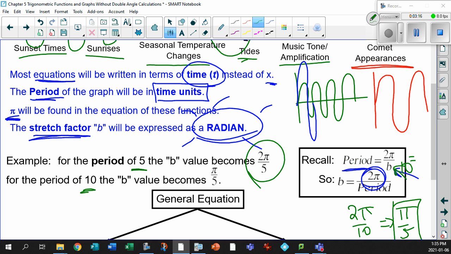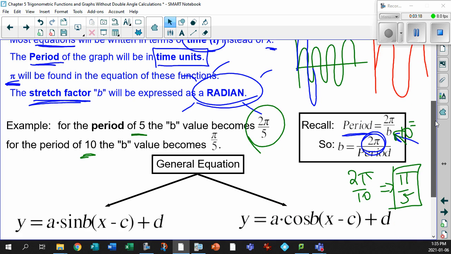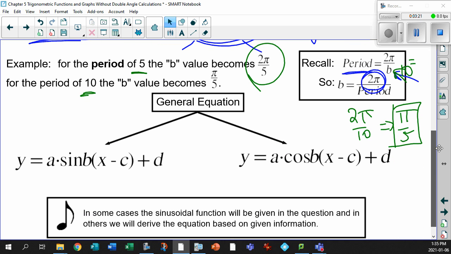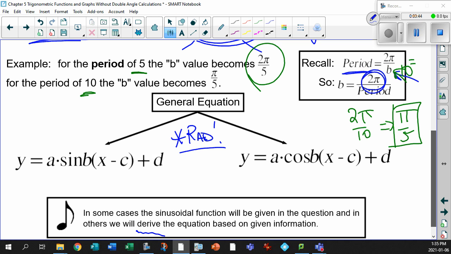So what does the general equation look like? Tell me if this looks familiar. Of course it's familiar, because this is the basis of all sinusoidal functions. But the important thing is, remember, this has to be in radians. In some cases, a sinusoidal function will be given in the question, and in others we're going to have to derive it. That's where the fun starts, deriving where this equation comes from. So let's not procrastinate anymore.